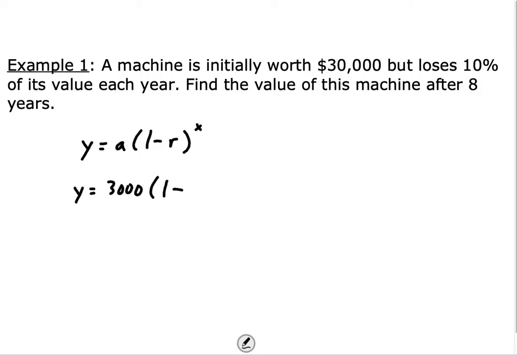Your R is your percentage written as a decimal, so we're going to move the decimal point there 2 places to the left, and since there isn't one, it goes right after the 10. So our R value there is 0.10. And then X there is the number of years, and that's just 8.